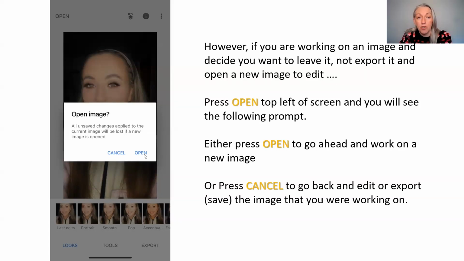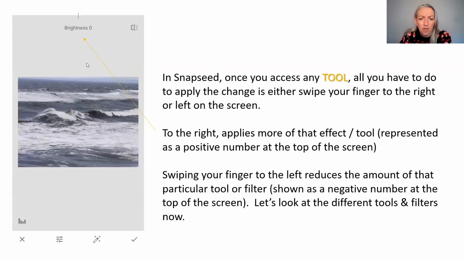So you can go ahead and open a new image and work on it, but know that any adjustments you've made to that image will not be saved. So you need to export it first. So the different tools then, I think I've covered that already. You have the 0 at the top, and then you swipe to the right to increase that, to the left to reduce it.